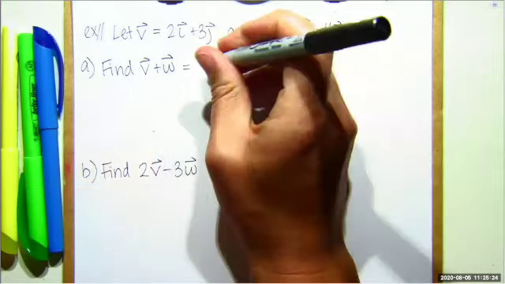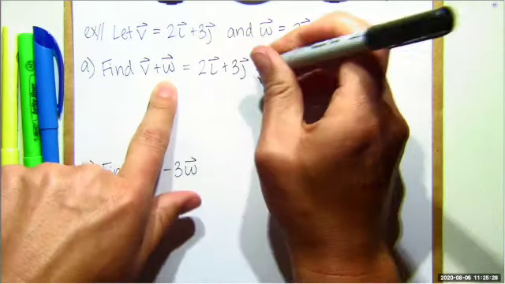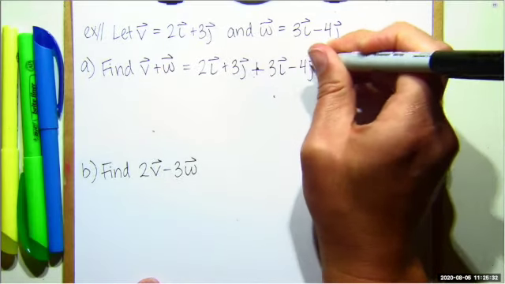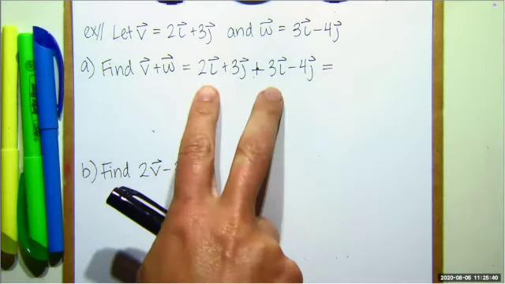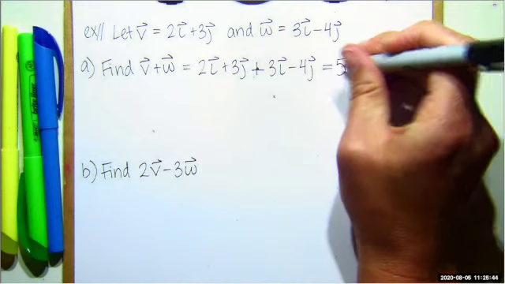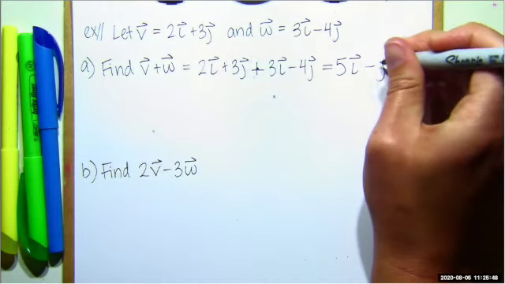So all I'm gonna do is write out V, which is 2I plus 3J. And then I'm gonna add to that W. So W is 3I minus 4J. All we have to do to add these up is combine like terms, meaning add up the horizontal components and add up the vertical components to get the total horizontal and total vertical. So 2I plus 3I, that's 5I. 3J minus 4J, that's minus 1J.